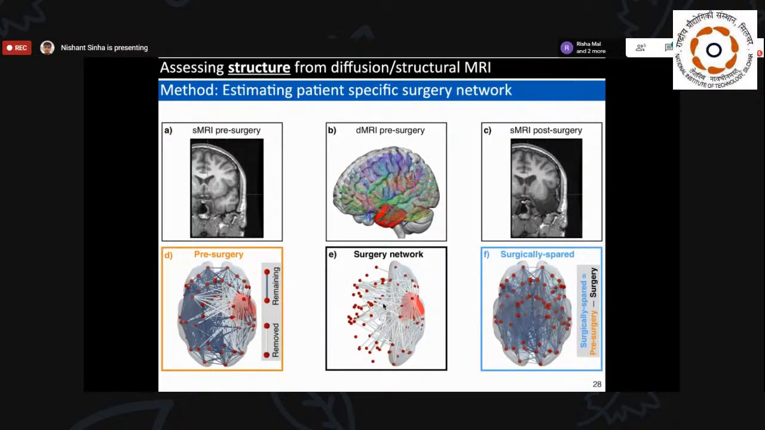So here is the same information presented differently. To summarize, we have the structural MRI before the surgery. We have the structural MRI after the surgery. We have a diffusion MRI, which is mapping how the brain is wired. And we have a pre-surgery network and a surgically spared network. By taking the difference, we can see how widespread the impact of the surgery was. And as we can clearly see from this figure, even though the surgery was performed just at this location, because the brain is a network, the impact is not limited to just this hemisphere. It also impacts the other hemisphere. So the surgery has a widespread impact, and it is specific to every patient depending on how the surgery was performed.